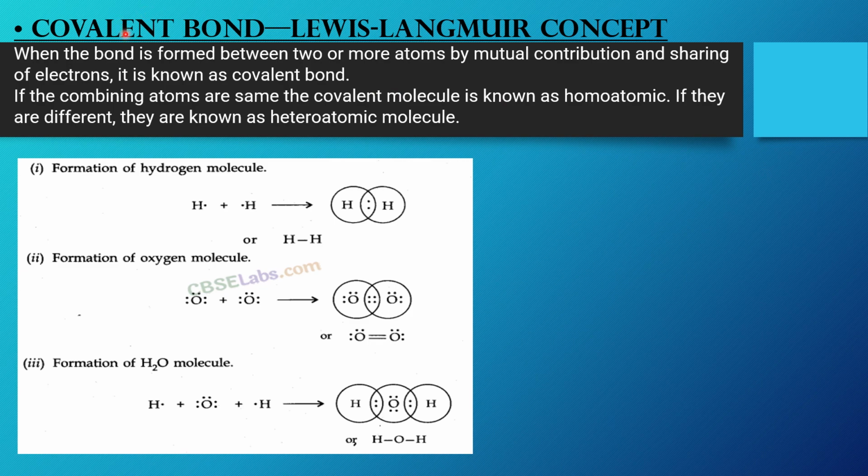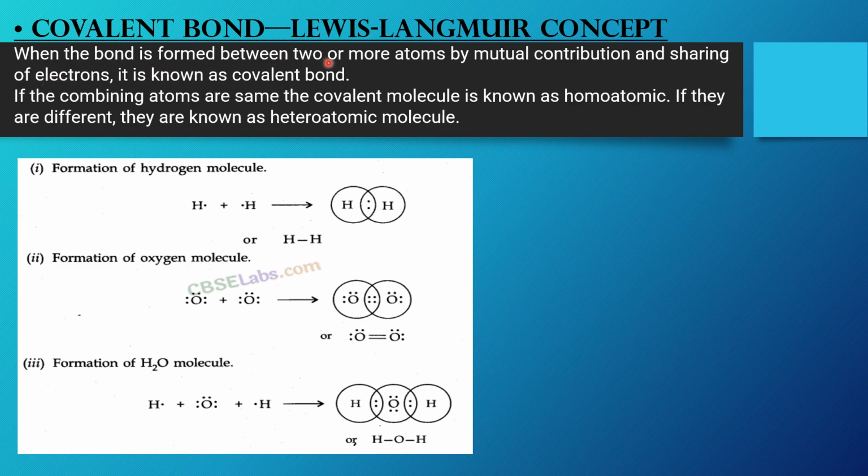So next, covalent bond, Lewis-Langmuir concept. In that concept, we are going to study how the covalent bond will be formed between the two atoms. Here I have taken the hydrogen and oxygen atom, and how the water molecule will be formed.